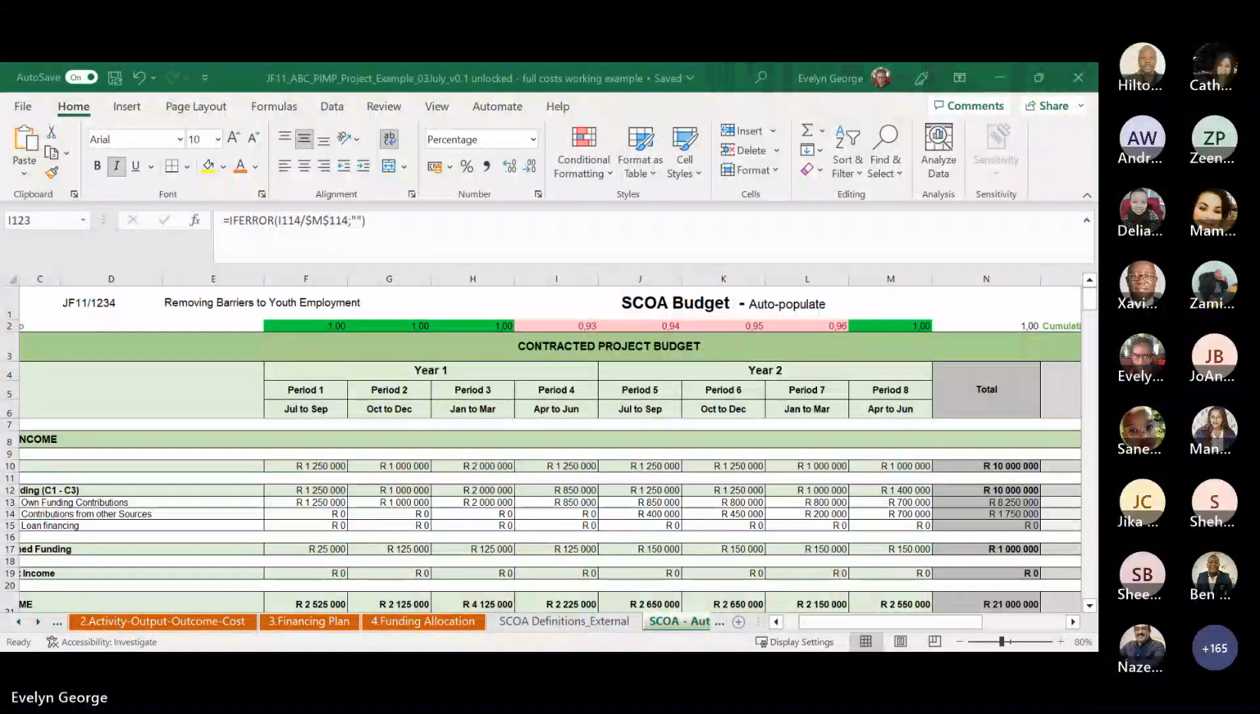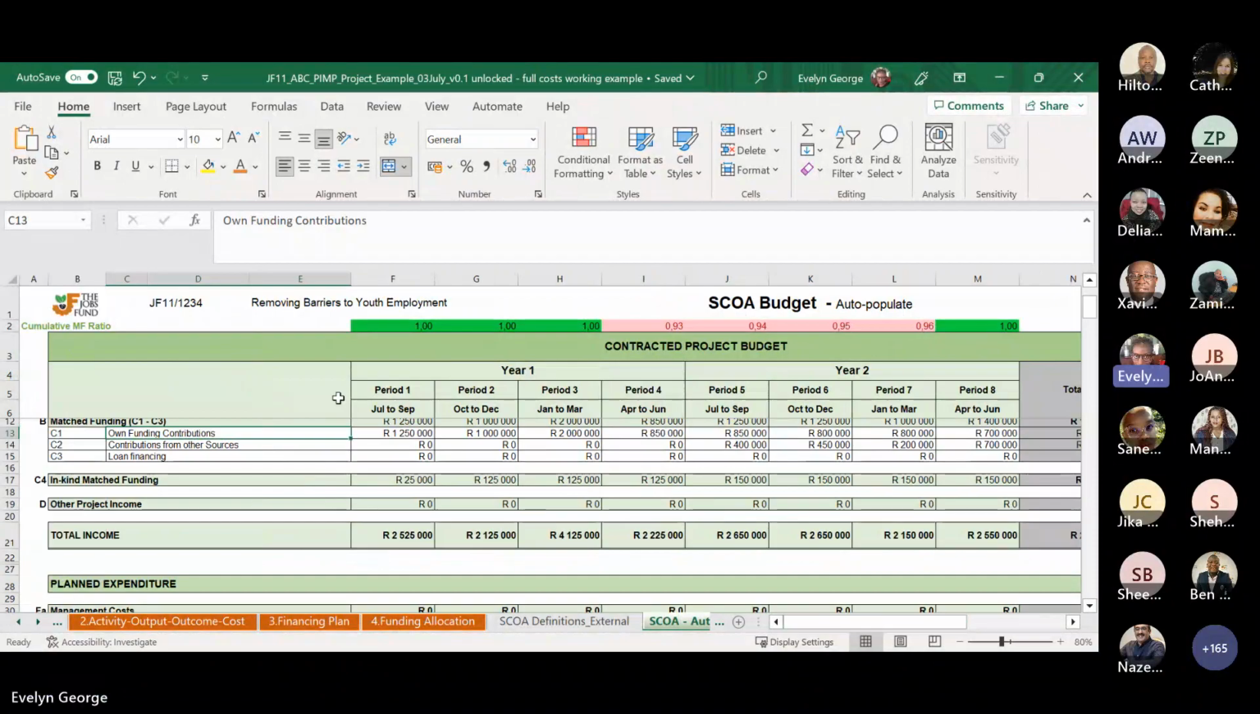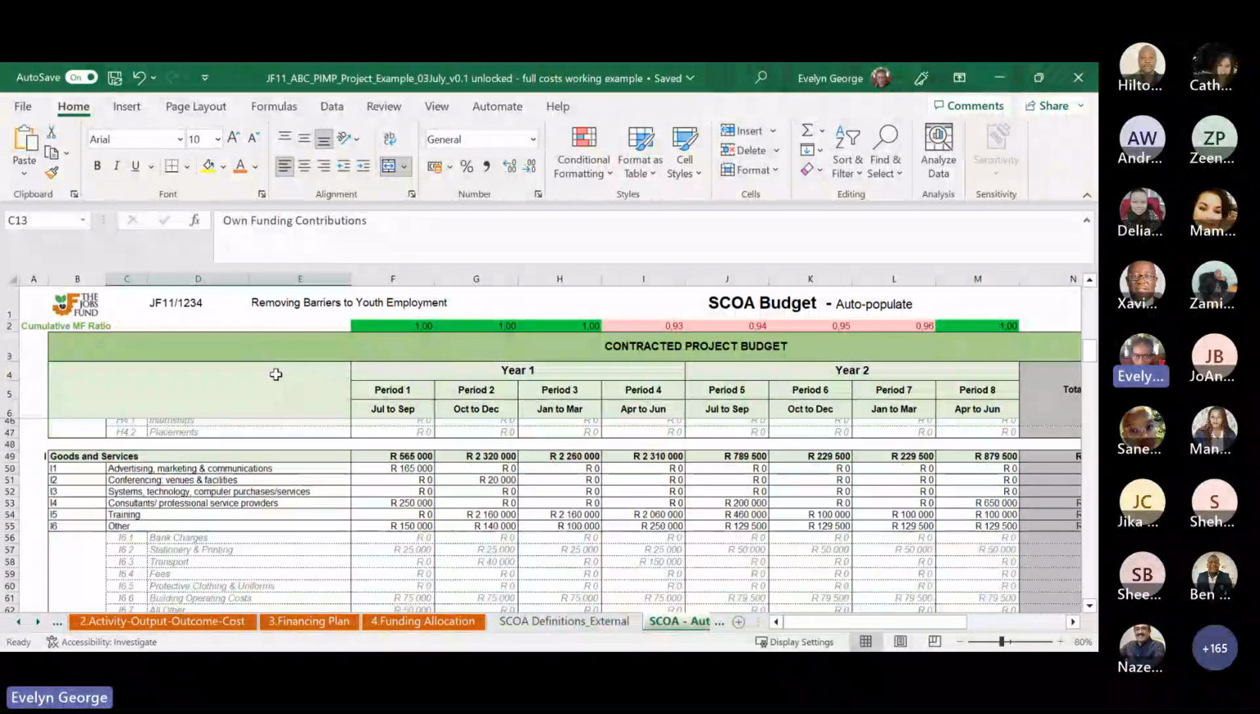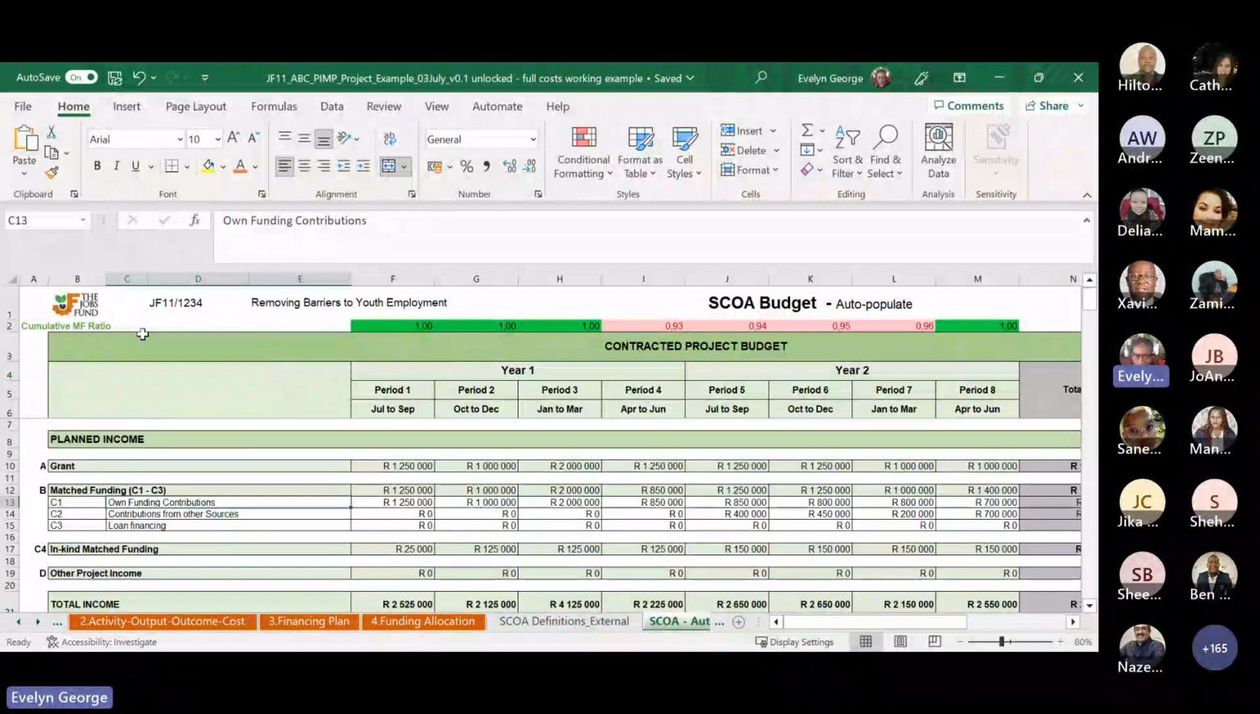So the auto tab, it's a culmination of everything that we've put in before. Again, I think it's probably where it starts to be clear what we are doing, or what you've been doing, in terms of this PIMP.